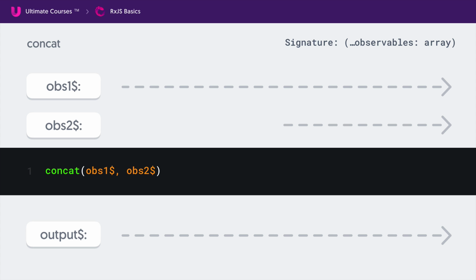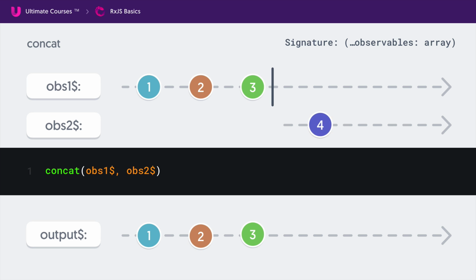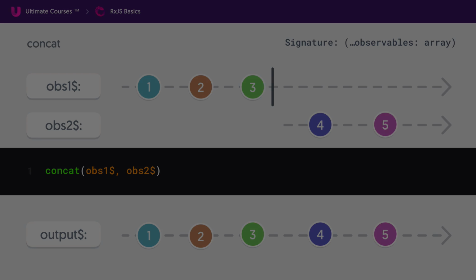For instance, in this example, concat subscribes to observable 1 first. On completion of observable 1, concat will then subscribe to observable 2, and so on if more observables were supplied. Let's take a look at this in code and check out a few examples.